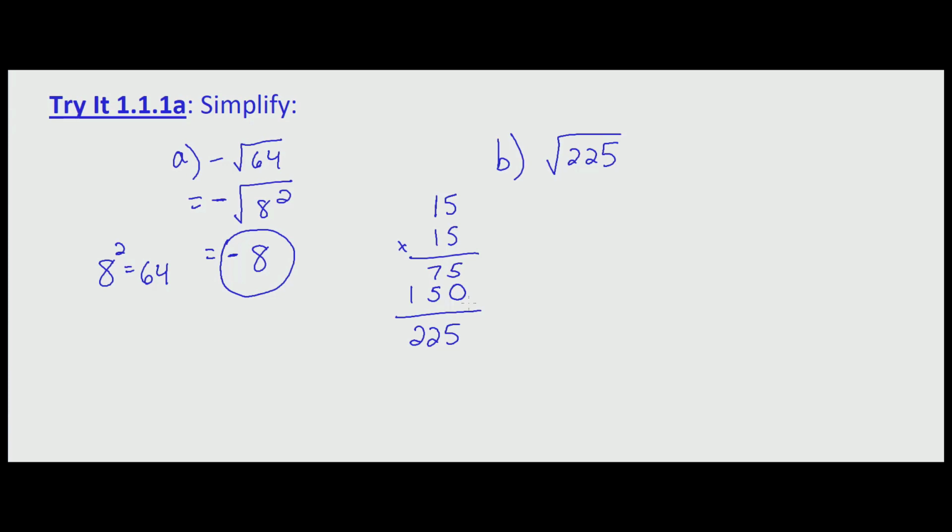And again, you could also factor it. If you recognize, for instance, 225 divided by 25, so this is 25 times 9, or in other words, 5 times 5 times 3 times 3, and if you'll notice, that's 5 squared times 3 squared, which equals 5 times 3 squared, which equals 15 squared. But the point is, we need to recognize that this already is a perfect square, that 225 is 15 squared.